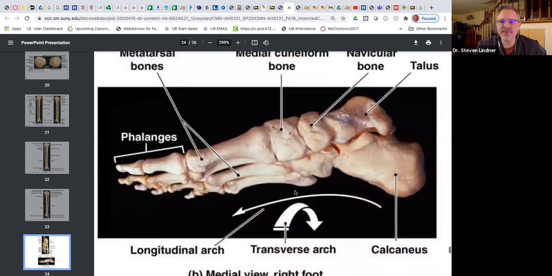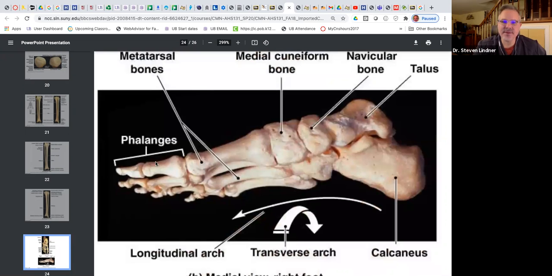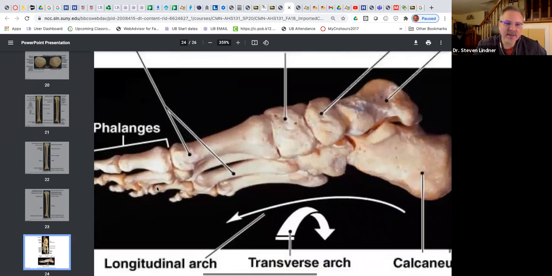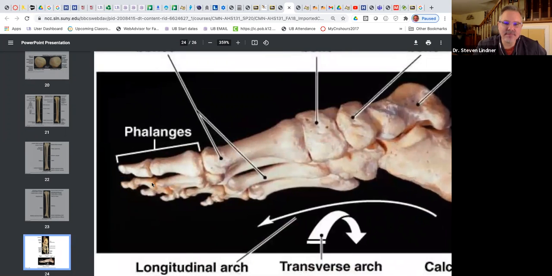When you look at the foot from the medial perspective, right, here is the great toe. Again, you could see the great toe has a first metatarsal and then only a proximal and distal phalange. The other toes, you could see, if I zoom in a little bit, there's a proximal, a middle, and a distal.